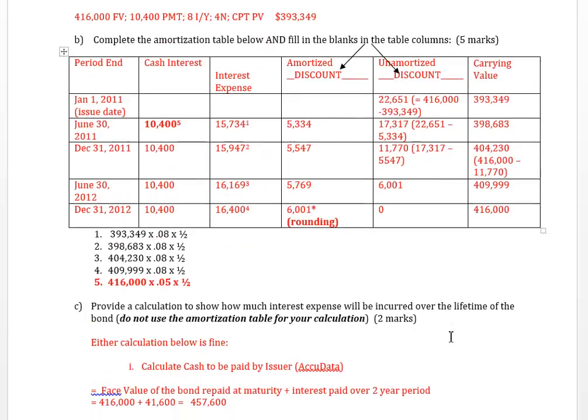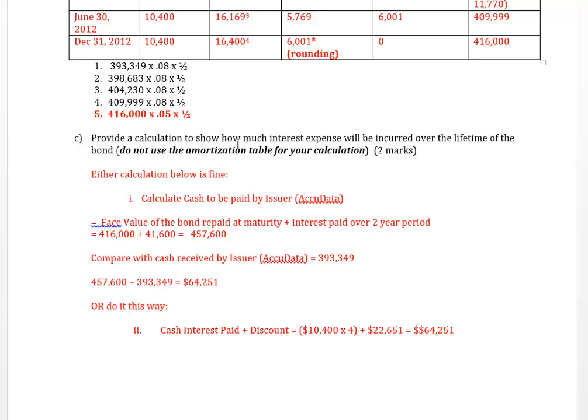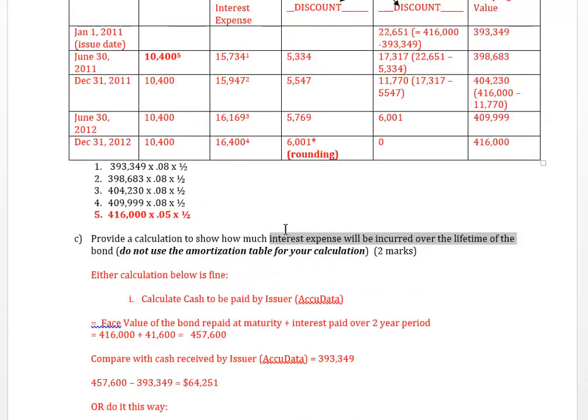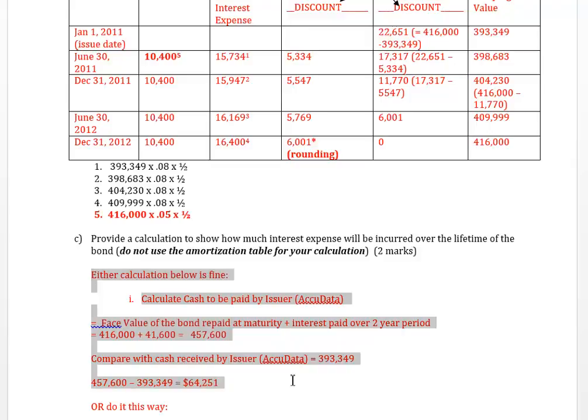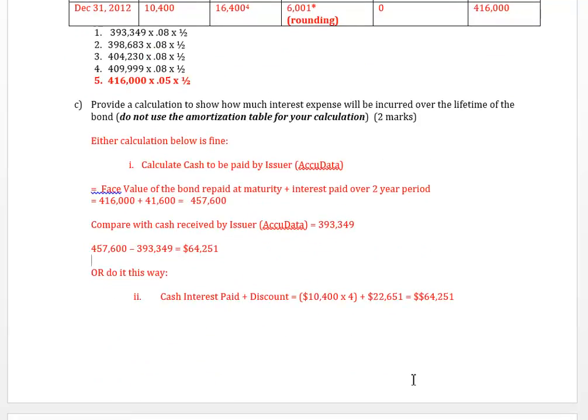Now, the next part of the question said to calculate how much interest expense would be incurred over the lifetime of the bond. And what I asked you to do is not to use your table. I wanted you to show me a calculation other than the table. Now, you'll remember we learned 2 ways to do this.